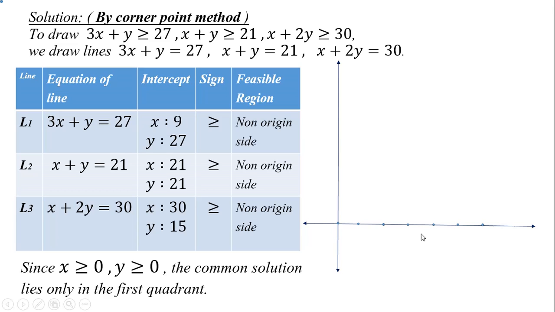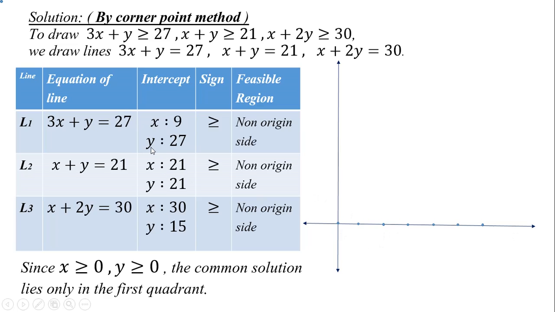Then, while taking the scale, we consider these values. Here the x-intercept is 9, here 21, here 30. So on the x-axis we require up to 30. Considering these values of x-intercept, we take the scale.